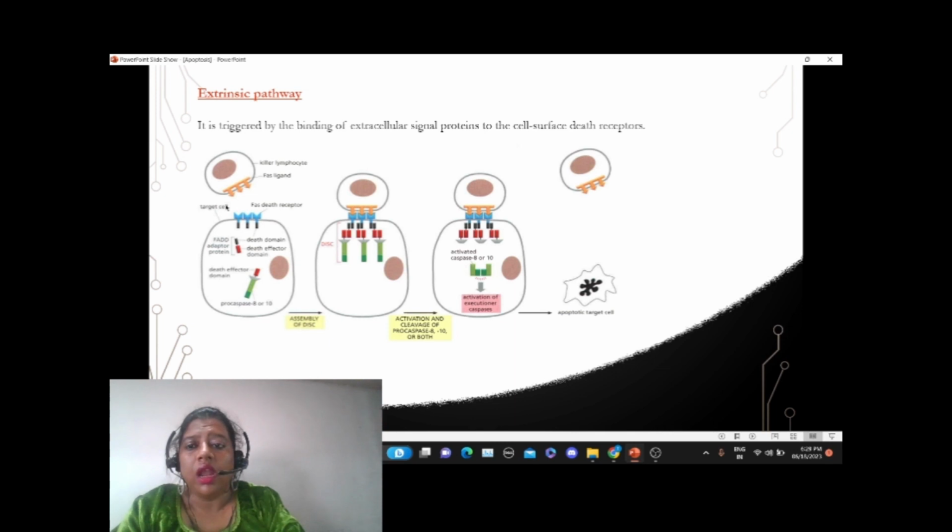Now all these things will together form a complex: the Fas ligand will bind with the Fas receptor, they will recruit FADD, FADD will recruit procaspase 8 or 10, and there will be formation of DISC. DISC is the death inducing signaling complex. This complex then finally activates the initiator caspase, that is procaspase 8 or 10. This initiator caspase will activate executioner caspase. In this case also, the executioner caspase which plays a major role is procaspase 3. Then there is a cascade of events leading to the apoptosis of the target cell.